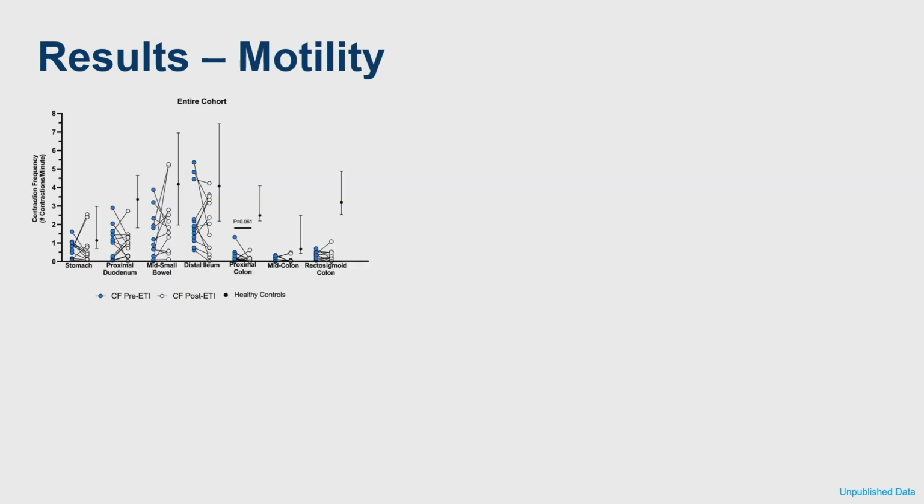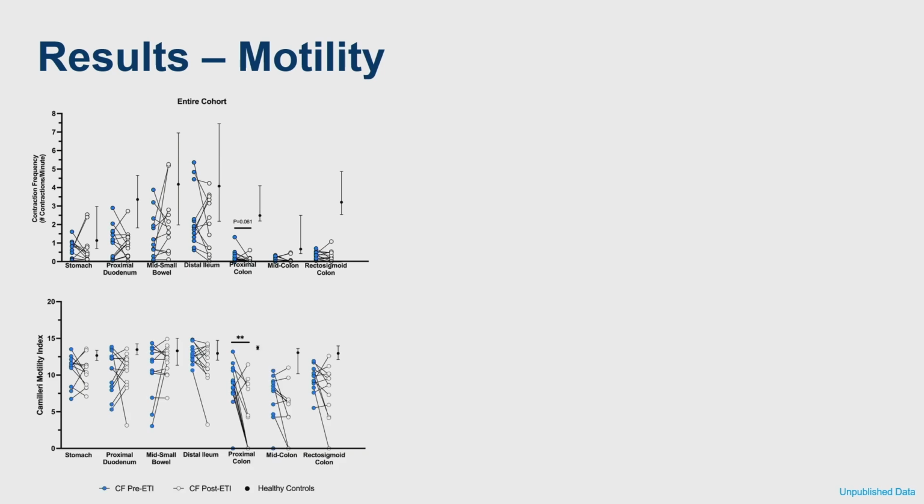We then wanted to look at the motility. We first looked at contraction frequency, and here the only difference in how the graphs look is that instead of red being pre-ETI, blue is now pre-ETI. And again, you can see there's no significant change in contraction frequency with ETI. There's a trend towards a decrease in the contraction frequency in the proximal colon. But what you can see is compared to the controls, it's actually going in the opposite direction of the control cohort.